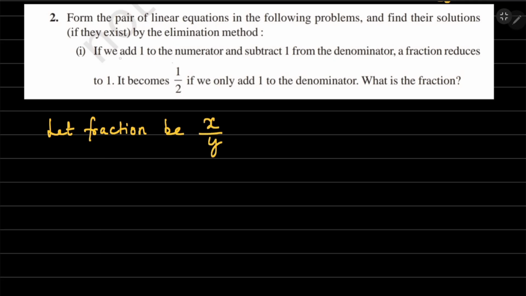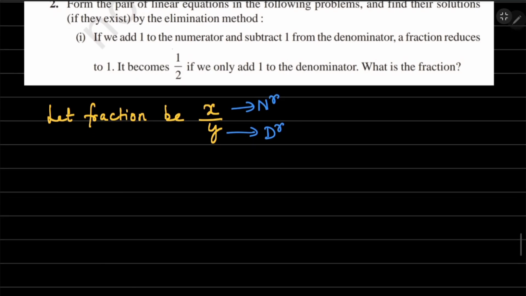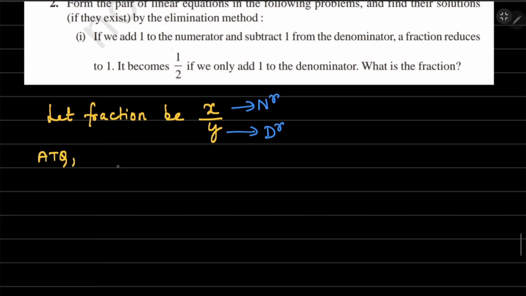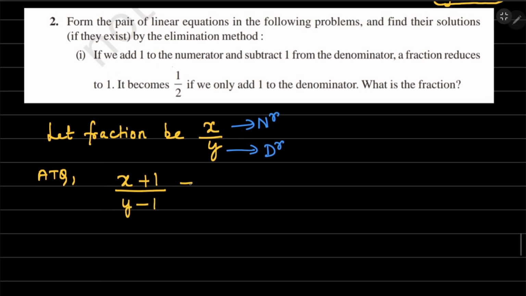Now read it again. What is given? If we add 1 to the numerator, so x is your numerator, and y is your denominator. This is the fraction. You have to find the fraction. You have to find what is x and y, and then you can write it in the form of x by y, which is your fraction. So the first sentence is, if we add 1 to the numerator. Okay, so according to the question, if we add 1 to the numerator and subtract 1 from the denominator, so y minus 1, the fraction reduces to 1.